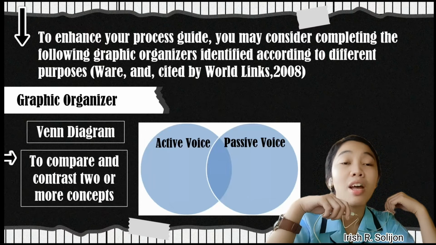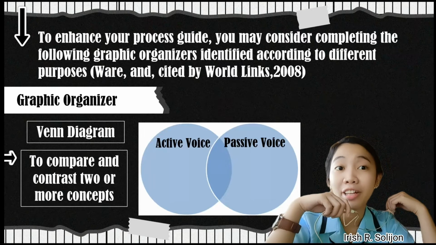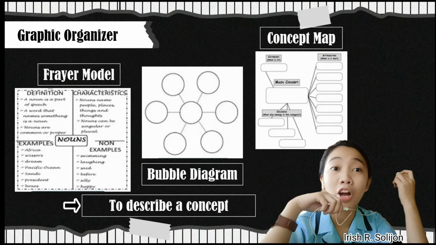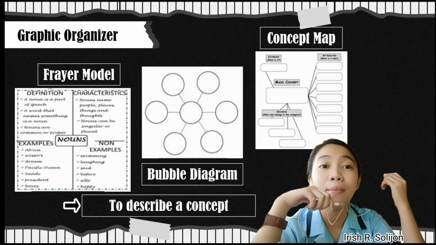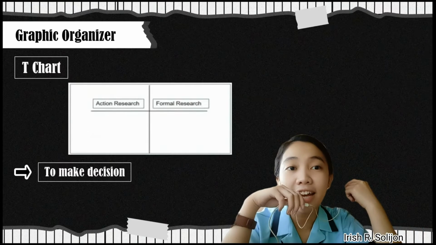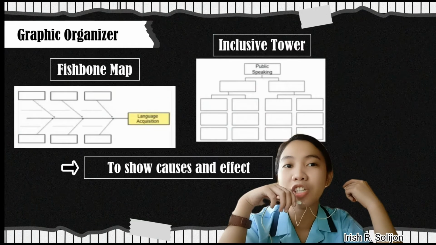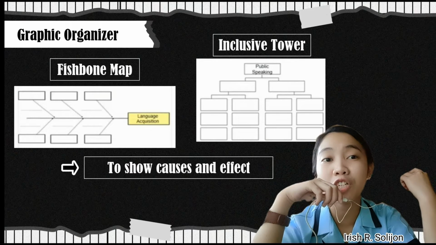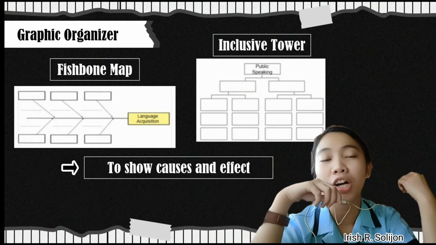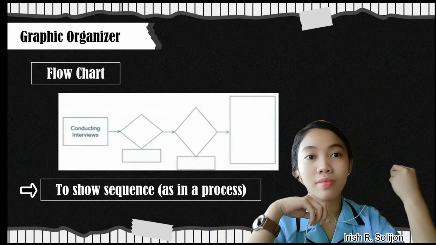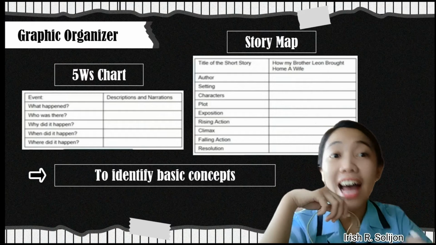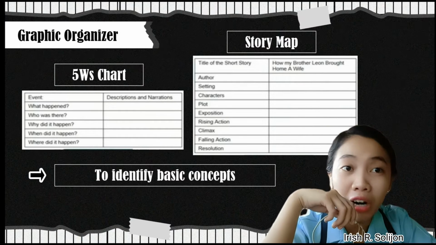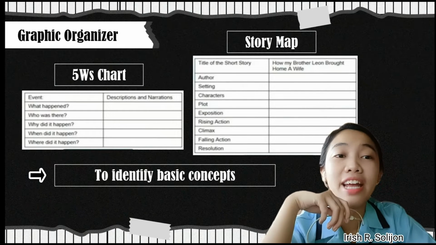So first we have Venn diagram to compare and contrast. Next we have Frayer model, bubble diagram, and concept map to describe a concept. Next we have T-chart to make decision. Next, we have fishbone map and inductive tower to show cause and effect. Next, we have flowchart to show sequence. And we have the 5 W's chart and story map to identify the basic components.